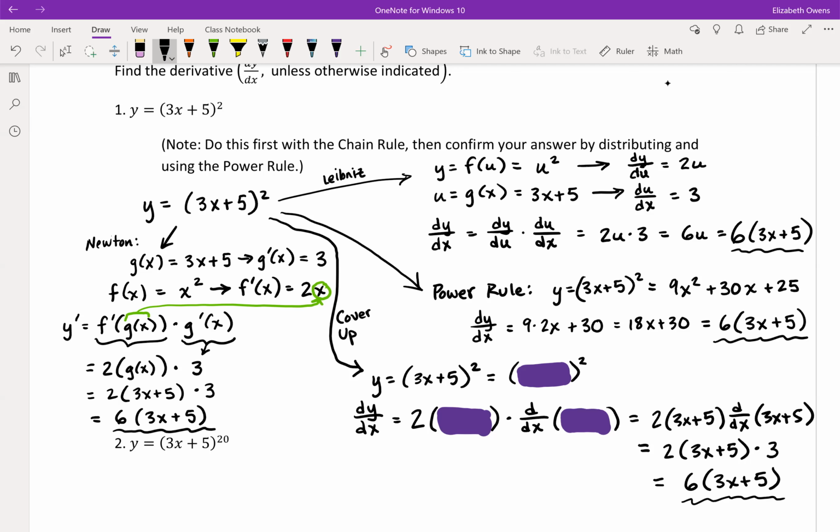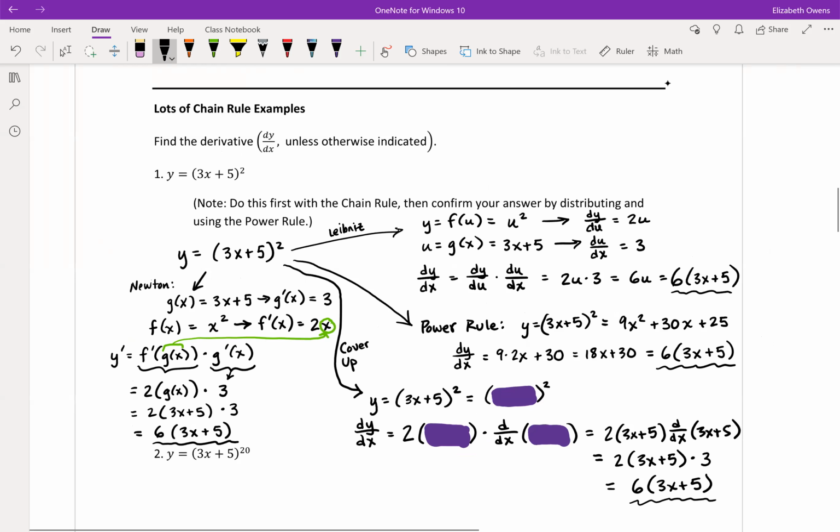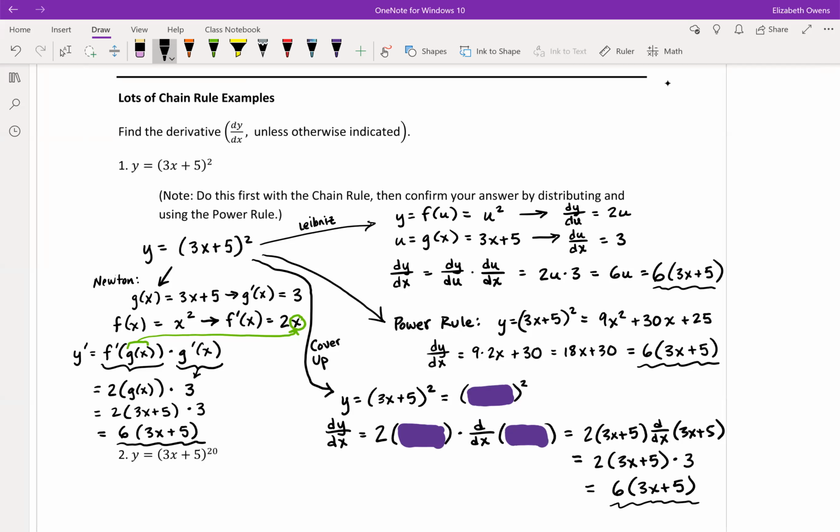Okay, so that is the cover-up method. So there's all 4 methods that we can use on this. Newton, Leibniz, cover-up, those are our chain rule in action, and then the power rule here was just to confirm that the chain rule actually worked. So I'm going to stop recording here for a sec, and then the next time we do recording, I'll show you this cover-up method, but actually using my hand like I would normally show you if we were in a classroom together. So let's pause for a moment.